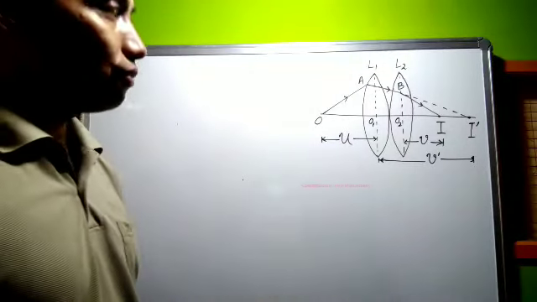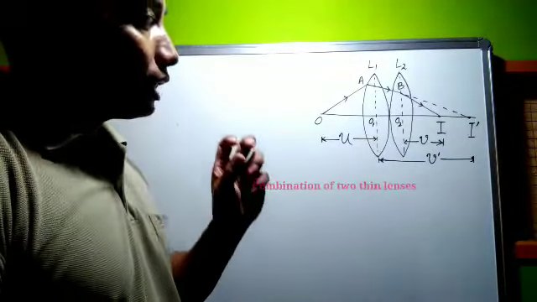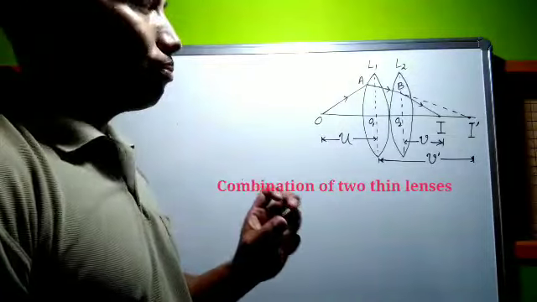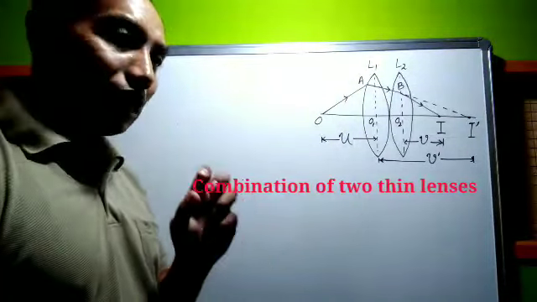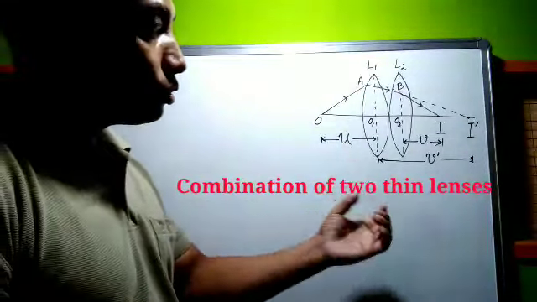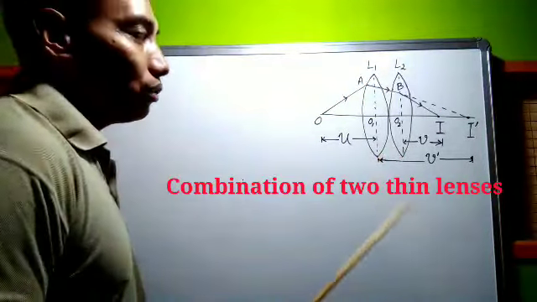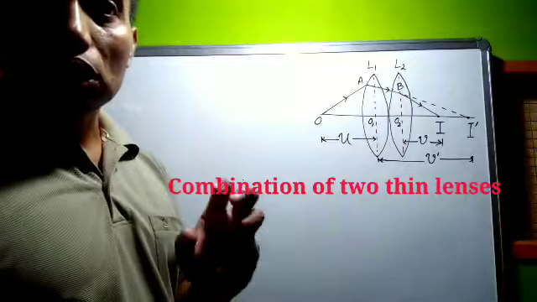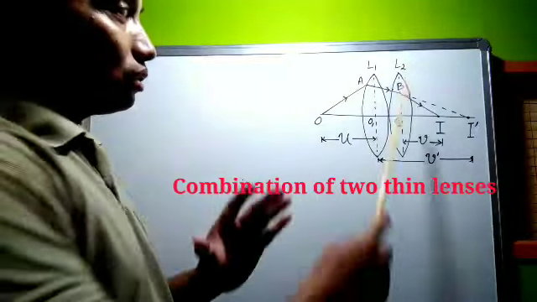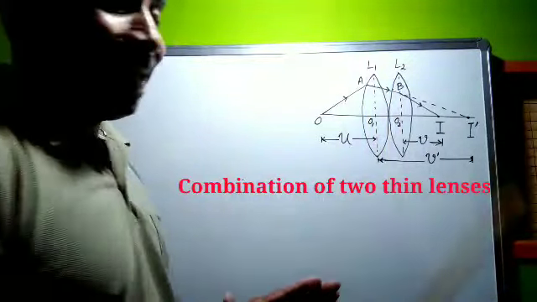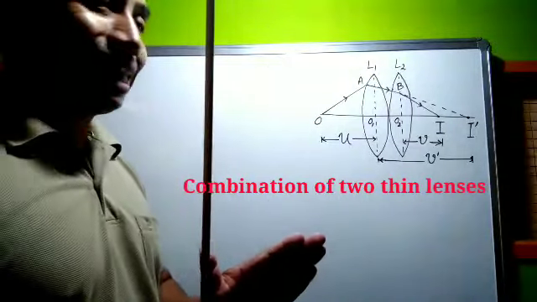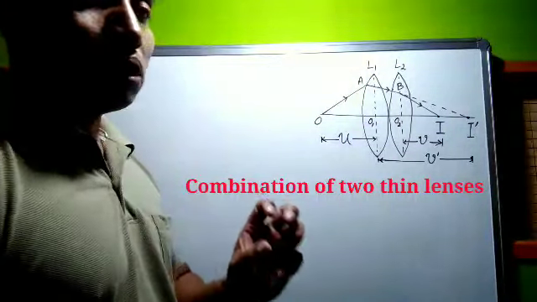In order to derive the expression for effective focal length and effective power of combination of two thin lenses, first we have to see this ray diagram. So in this ray diagram, let us consider two thin convex lenses denoted by L1 and L2, and they are kept in contact with common principal axis.